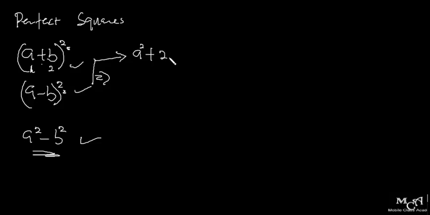Twice means 2. The product of a and b is what? ab. Then plus the square of your second term, which is b squared, right? Now, if we are doing this one, this one is positive sign, so we have positive all through. Now we have negative here.